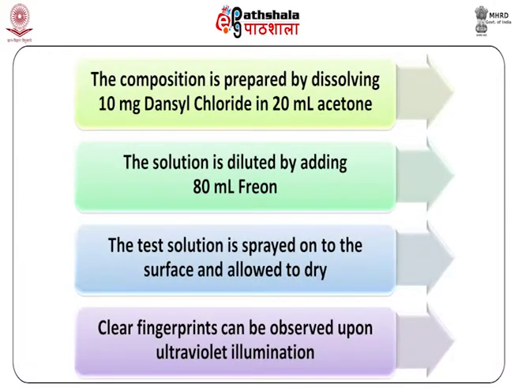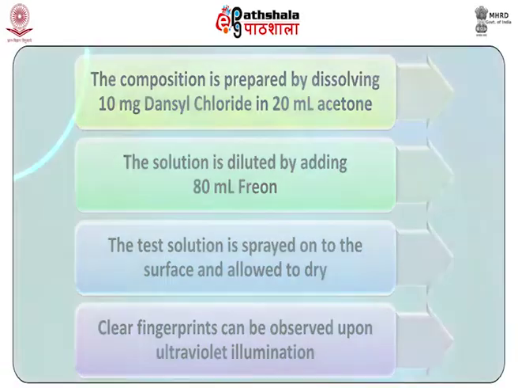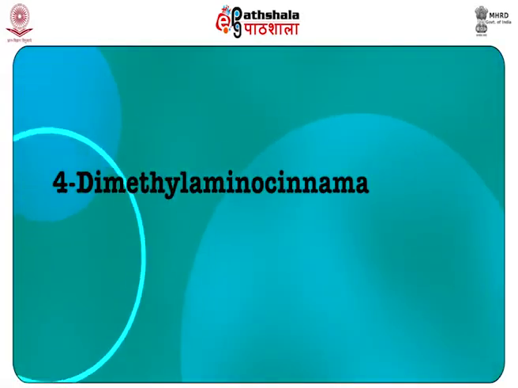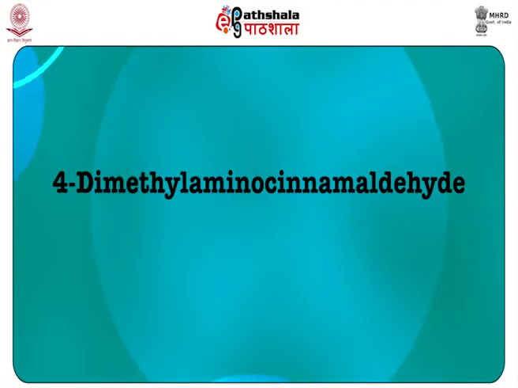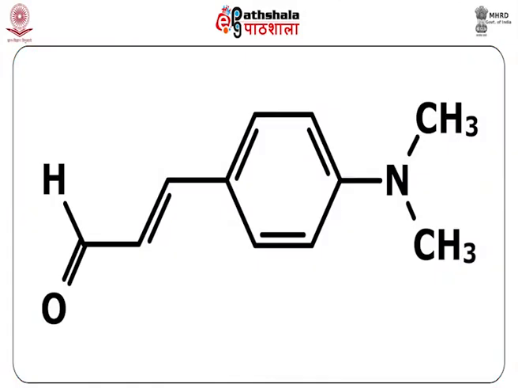For detecting latent prints, the composition is prepared by dissolving 10 mg dansyl chloride in 20 ml acetone. The solution is diluted by adding 80 ml Freon. The test solution is sprayed onto the surface and allowed to dry. Clear fingerprints can be observed upon ultraviolet illumination. Fourth is 4-dimethylaminocinnamaldehyde. The structure of 4-dimethylaminocinnamaldehyde is shown in the given figure.